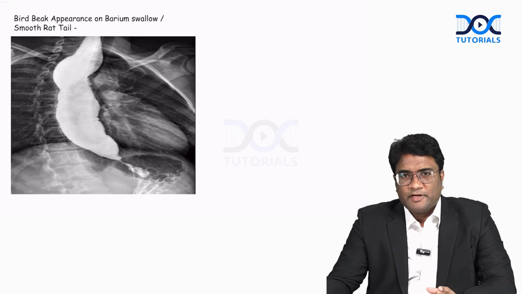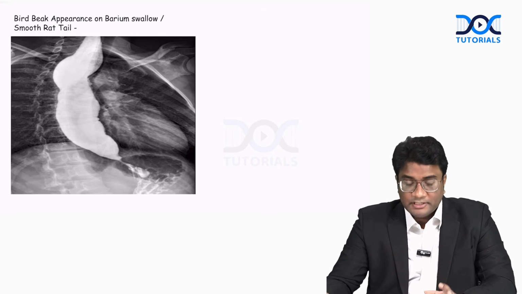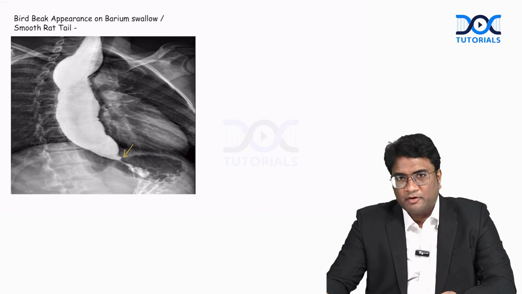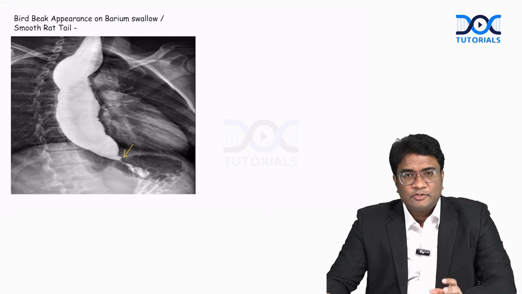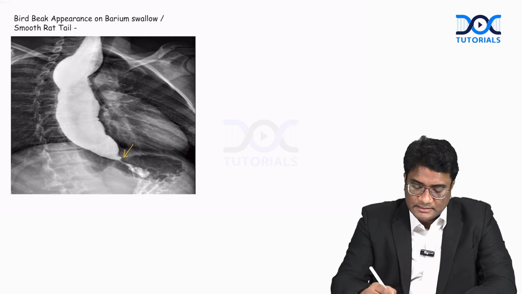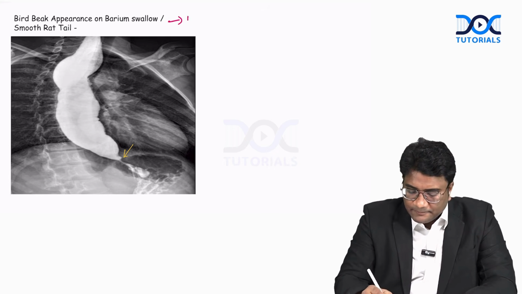Now look at this barium swallow image. What do you see on this barium swallow image? On this barium swallow image, you can see there is a bird beak-like smooth tapering of the distal end of the esophagus. So such a smooth rat tail-like appearance or bird beak-like appearance is suggestive of achalasia cardia.